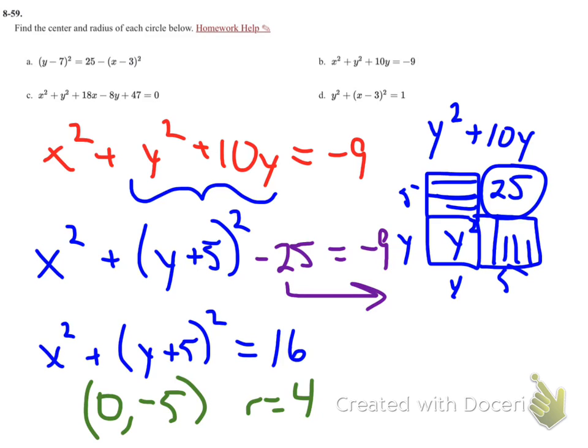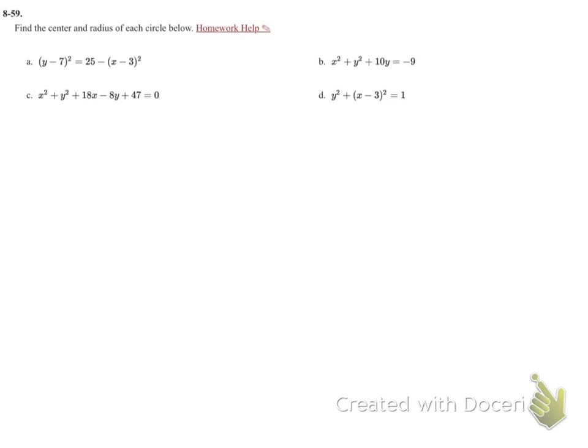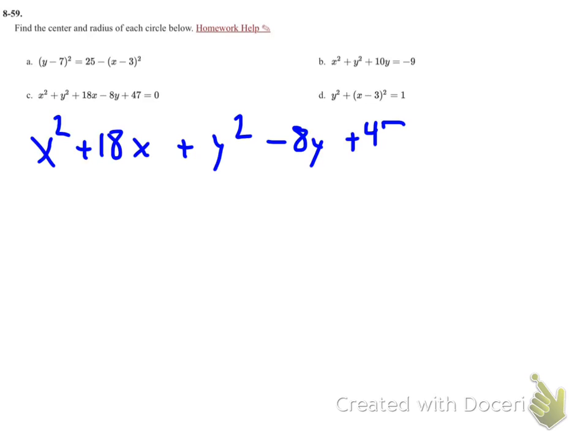I would suggest at this point to pause it and take a look at problem C and see if you can figure it out. Okay, hopefully you've done that, and I'm going to go through and solve it now. First of all, I'm going to write my x's next to each other, x squared plus 18x, and then plus my y squared minus 8y plus my 47 equals 0.